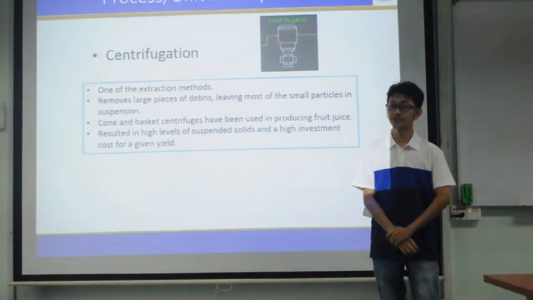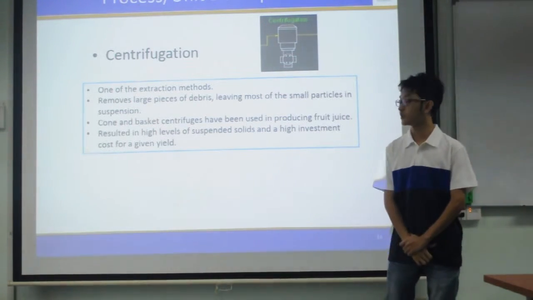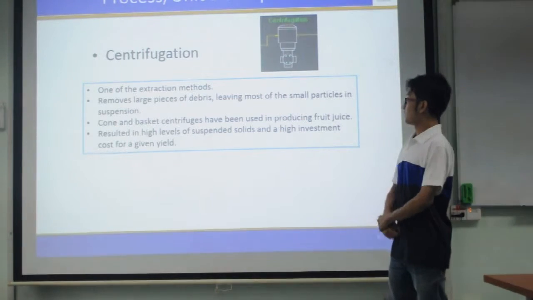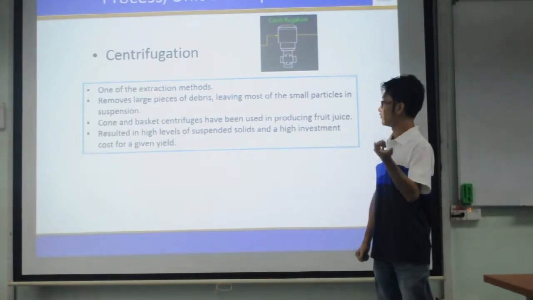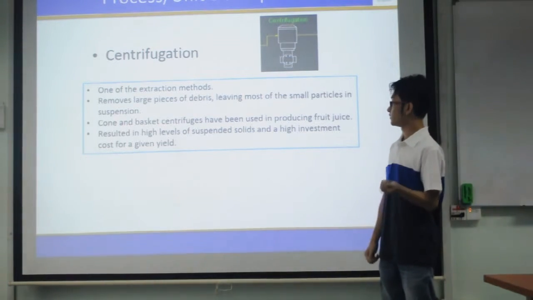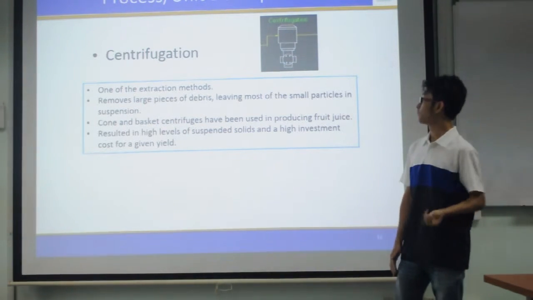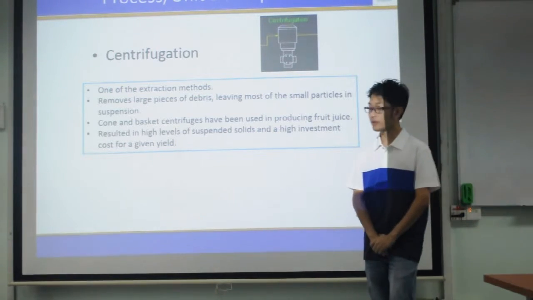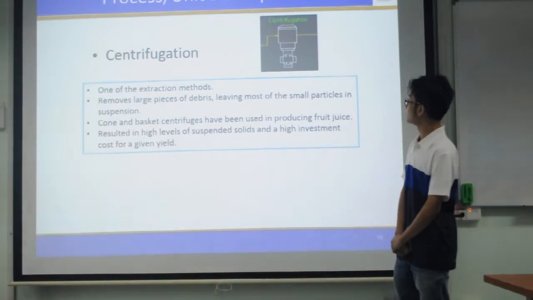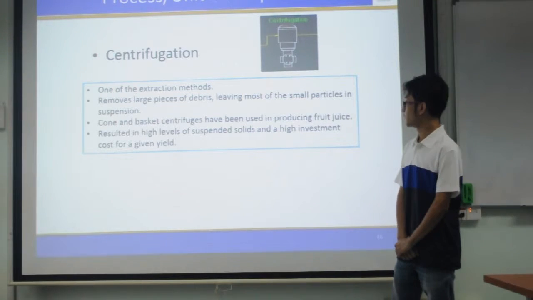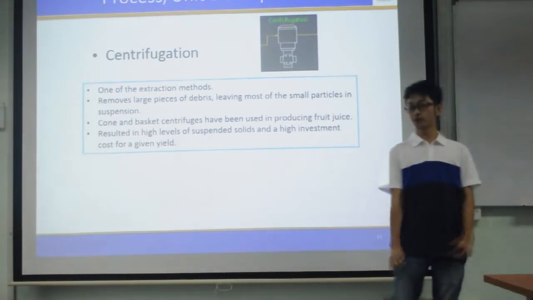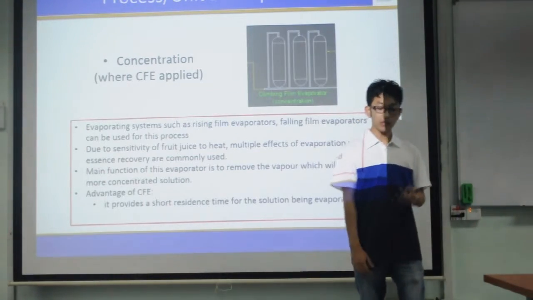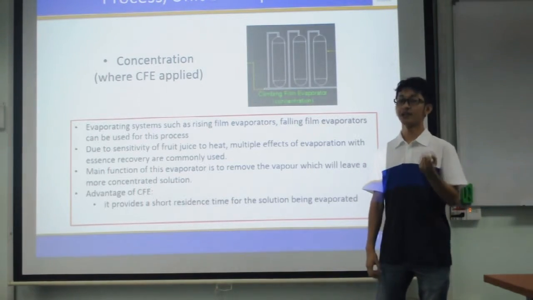Next, for the centrifugation, where the supernatant will go through. It is one of the extraction methods used to remove large pieces of debris, leaving most of the small particles in suspension. The type of centrifugation used is a cone and basket, because they resulted in high levels of suspended solids and a high investment cost for a given yield, which means it will reduce our cost and produce high efficiency.